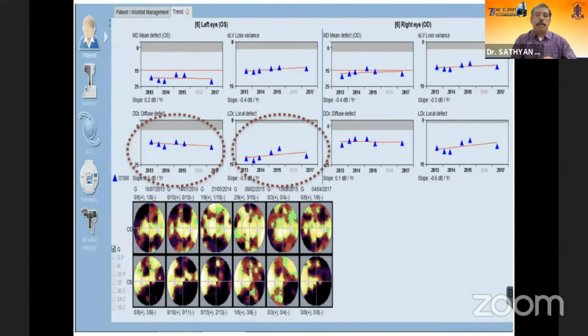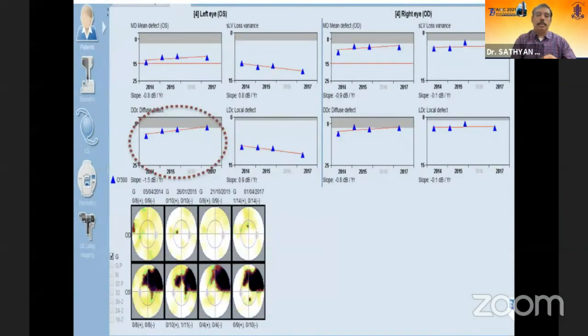This is a stable diffuse loss pattern, and you can see that there is improvement in the local defect. And you see in this one, there is an improvement in the diffuse loss once you've done the cataract surgery. And if there is a glaucoma-specific increase, then you can see that the local defect is showing an increase.